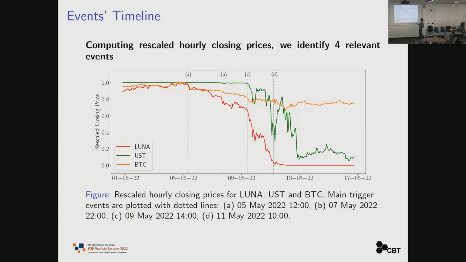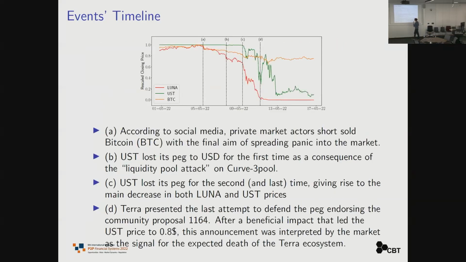USD loses the peg completely, and Luna goes practically to zero. If we look at the detail of these events, in A, what we observe is that according to social media, private market hackers short sold Bitcoin with the final aim of spreading panic into the market. Okay, this was more or less the main idea we knew. In B, what we observe is that USD lost its peg due to a liquidity pool attack.